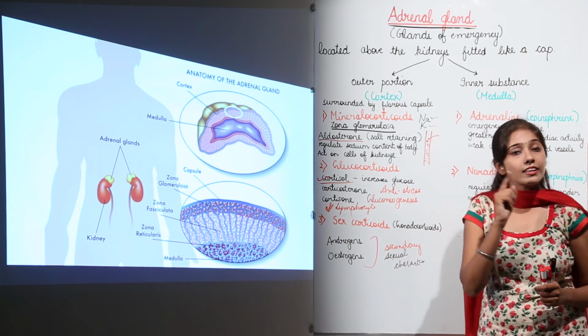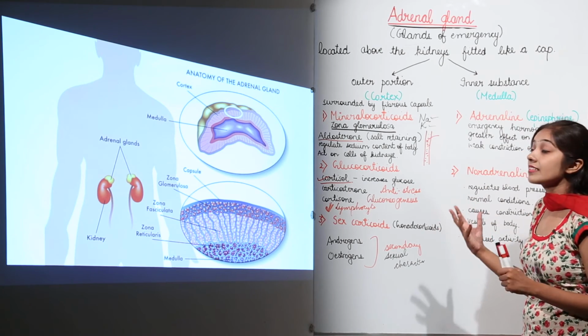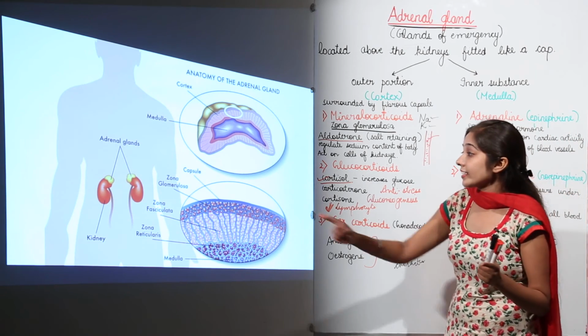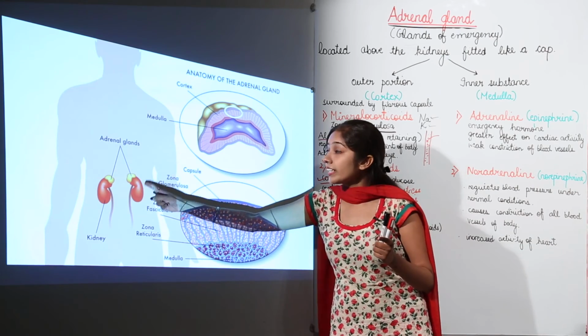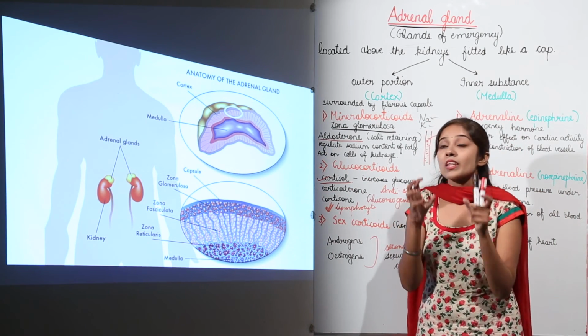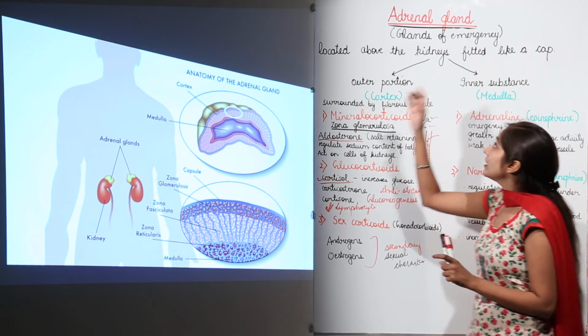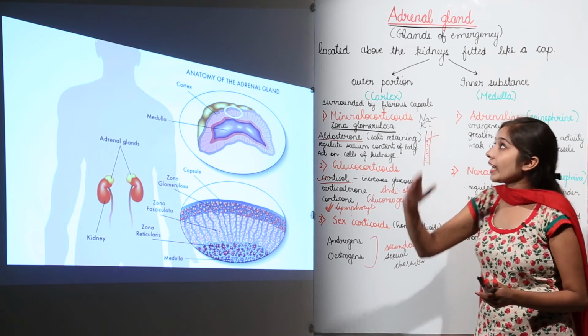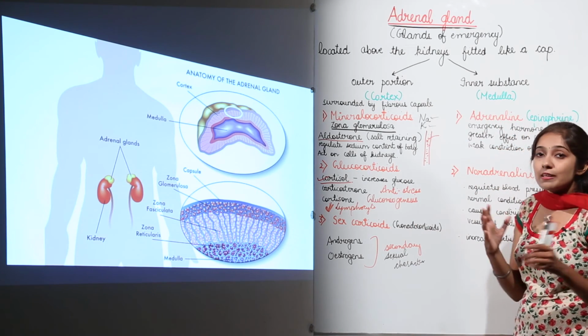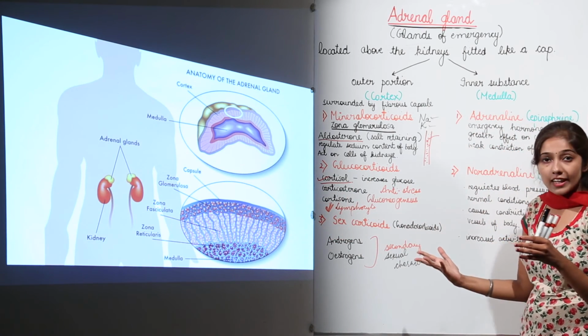They have another name also, that is suprarenal glands. Why do we call them suprarenal glands? Because they are linked with which organ? You can make out that they are linked with the kidneys. They are located above the kidneys, just like a cap over the kidneys, and that is why we call them suprarenal glands also. So adrenal glands, suprarenal glands, or glands of emergency, they are the names which correlate with the location, with the function, right.